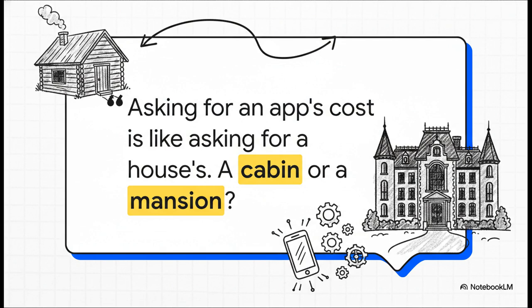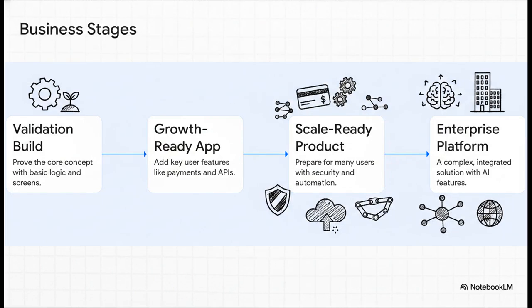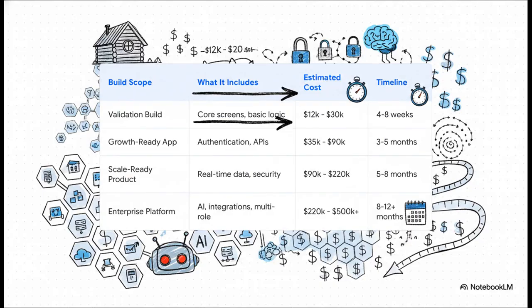So, what are you building? A simple tool just to prove an idea, or a massive platform ready for millions of users? Your answer changes everything. So, let's drop the vague words like simple or complex. A much better way to think about this is in stages, kind of like the stages of growing a business. Each of these steps represents a different level of ambition, a different set of features, and, of course, a different level of investment.